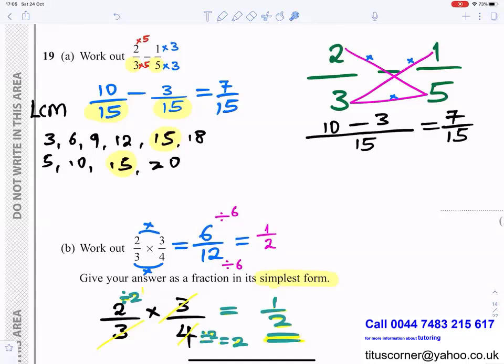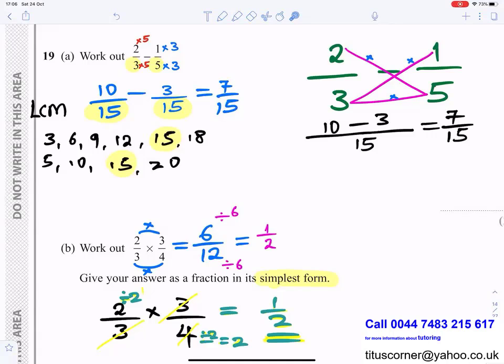Question number 19. Work out 2 over 3 minus 1 over 5. We want to find the lowest common multiple. For 3 and 5, the lowest common multiple is 15. To get to 15, 3 times 5, 2 times 5. We multiply by the same number for the top and bottom. To get to 15, 5 times 3, 1 times 3. That gives you 15 at the bottom and 3 at the top. So it's 10 over 15 minus 3 over 15. That gives you 7 over 15.